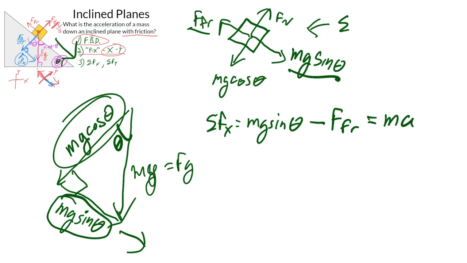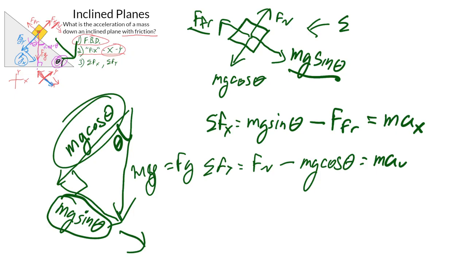Now let's do our summation in the y direction. For this one, we have the normal force going up, and then we're going to subtract mg cosine theta coming down. This one we're also going to set equal to ma. Now remember, these are two different a's. This is the a in the x direction, this is the a in the y direction. However, our object is sliding down the ramp like this, so there is no vertical acceleration. In other words, this is going to be 0. So notice what happens. Our normal force is going to be equal to mg cosine theta.